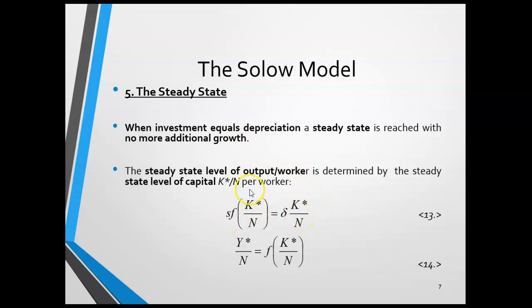On the left-hand side, we have the savings amount, the investment amount at the steady state capital stock. Here we have the level of depreciation at the steady state capital stock. And for this capital stock, we can also find output per worker, which is simply whatever the production function tells us output per worker would be equal to.